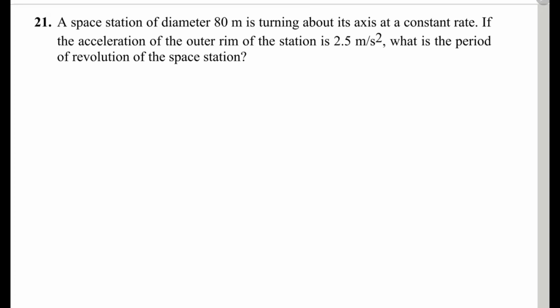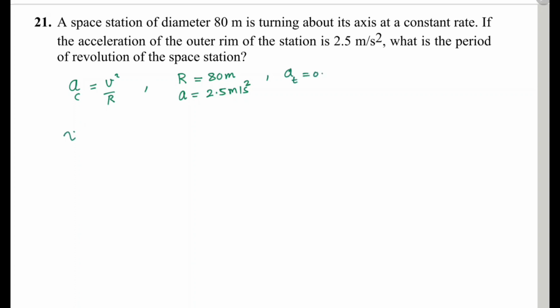A space station of diameter 80 meters is turning about its axis at a constant rate. If the acceleration of the outer rim of the station is 2.5 meters per second squared, what is the period of revolution of the space station? Now to find this one, a central acceleration equals v squared over r, and r in this case is 40 meters, and a equals 2.5 meters per second squared, and no tangential acceleration.